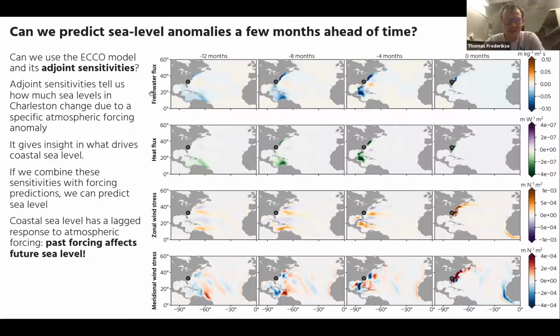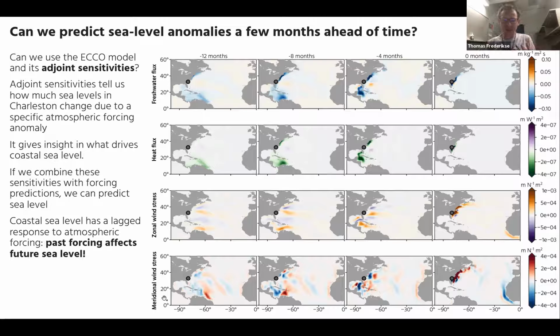So this is a map of sea level in Charleston and how sensitive that is to changes in the freshwater flux, like the evaporation, precipitation, and runoff, at a specific time lag. You can see here that when there's a negative freshwater flux anomaly here, then 4 months later, sea level in Charleston will go up. And there's a very causal relation to the model equations, not just correlation. You can do that for all these processes, and you can go further back in time.